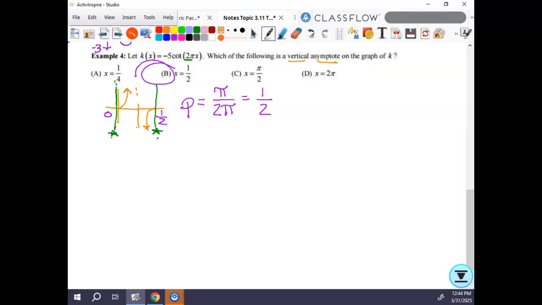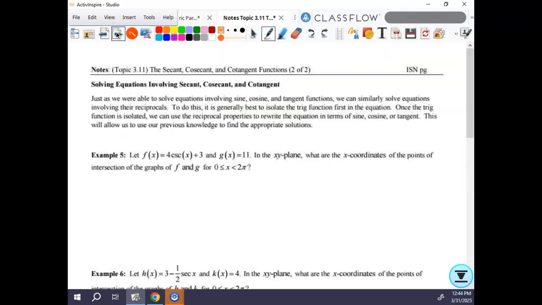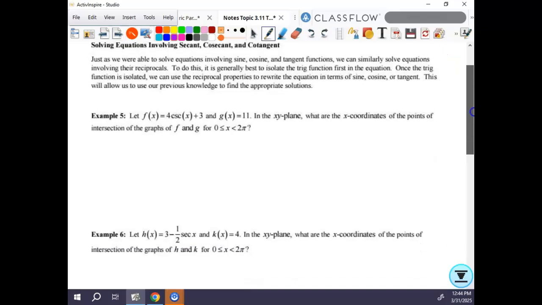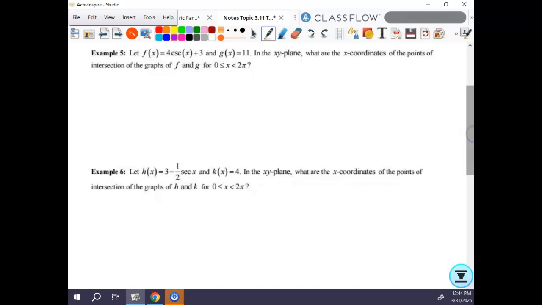Okay. While your computers are waking up, the first two questions don't require the computer, so we'll just move on. A few days last week, we were solving equations. We're going to continue solving equations, this time with our reciprocal functions. It does not make it any more difficult, okay?